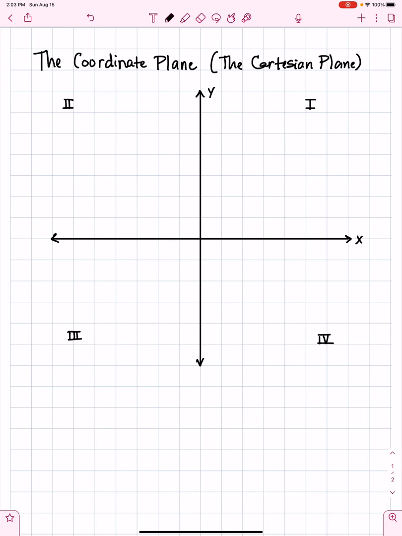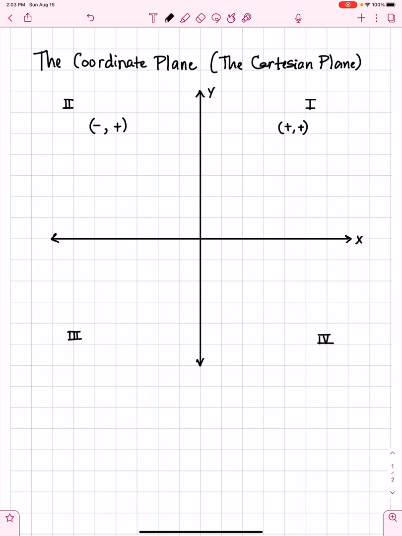The most important thing you have to remember about the coordinate plane, the thing that's going to help you the most in pre-calculus, is remembering what signs are appropriate within each of the quadrants. So in quadrant 1, both the x and the y values in the ordered pairs are always positive. So all of your ordered pairs are going to be positive in quadrant 1. As we move into quadrant 2, the x values now become negative because we're to the left of the y-axis, and our y values still remain positive.